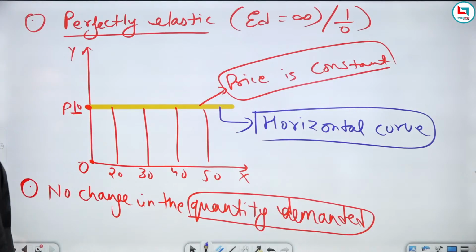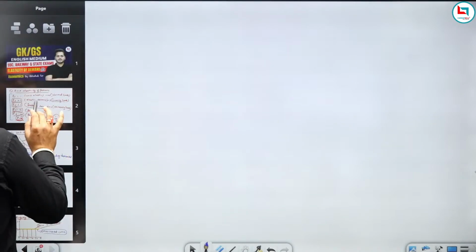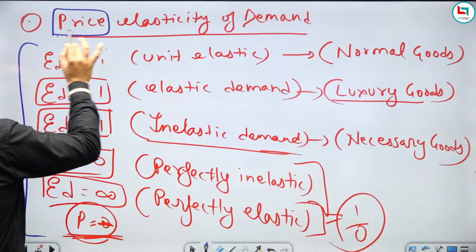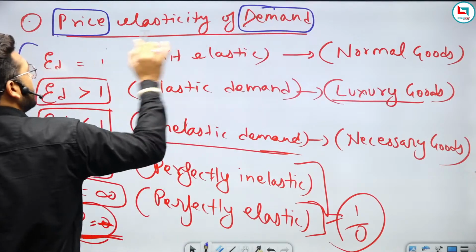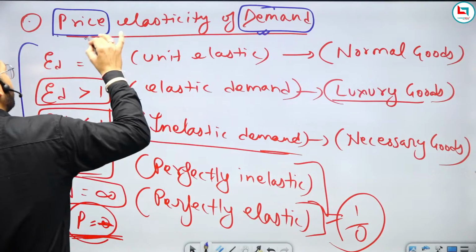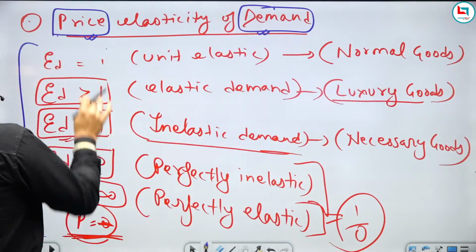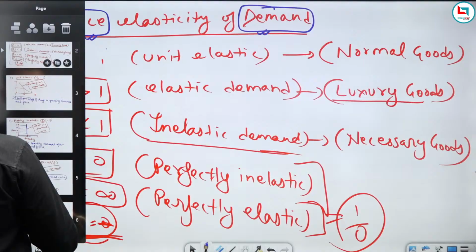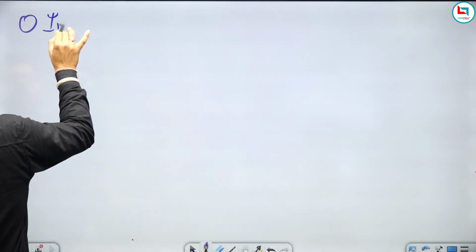Now we need to discuss, as we have discussed right now, price elasticity of demand. It means what? Right now we have discussed the change in the demand just because of price. So this is price elasticity of demand. Now we will discuss income elasticity of demand.